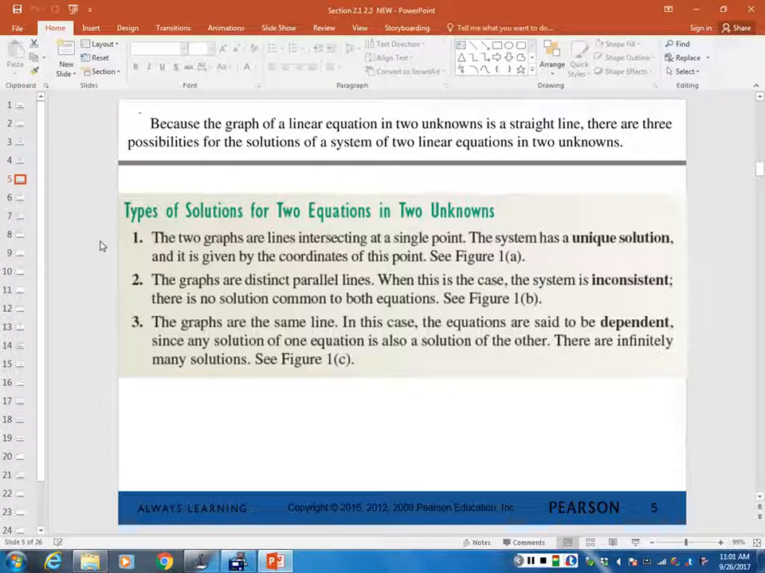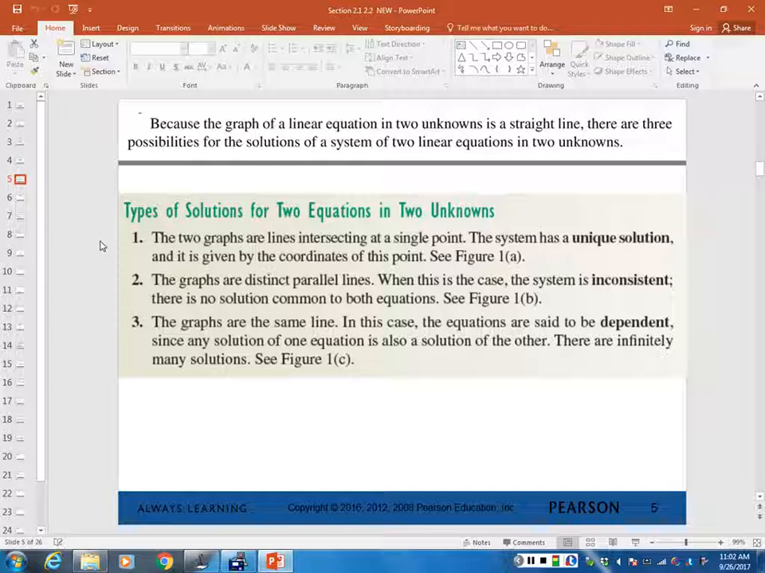There's actually three things that can happen when you graph those two equations. The first one is what we just now saw. They will intersect at a single point. And the coordinates of that point are the solution to the system. And there's only one point, therefore there's only one solution.